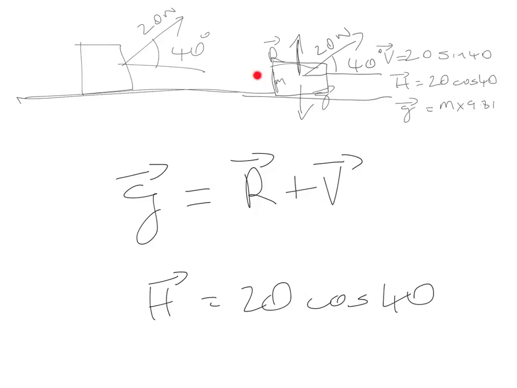In the horizontal direction, there is no other force except a component of this. So you've got the 20 newtons, and the horizontal component will be 20 cos 40. So there's a net force in that direction, up this way.